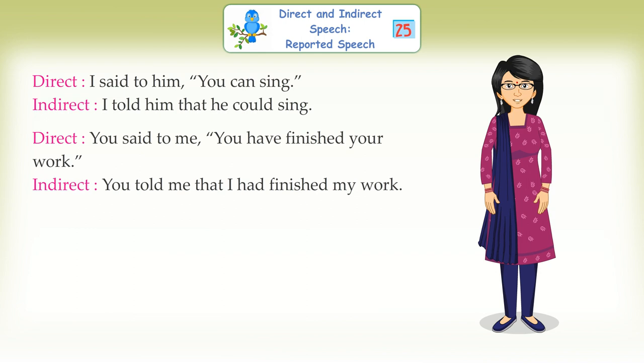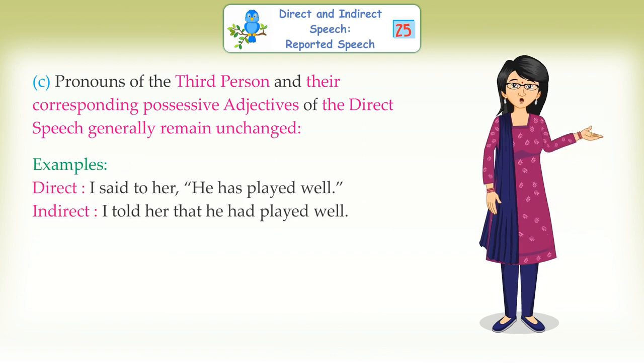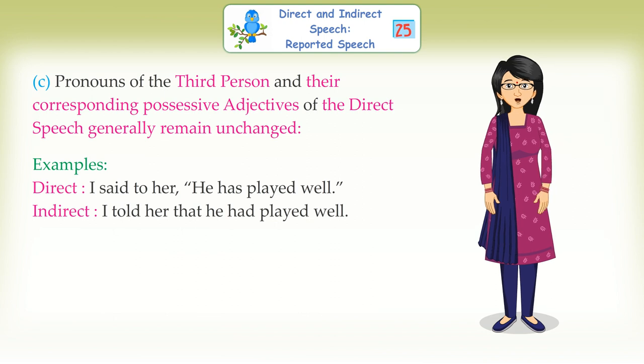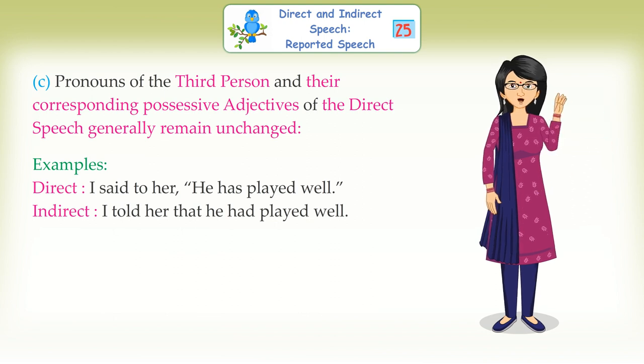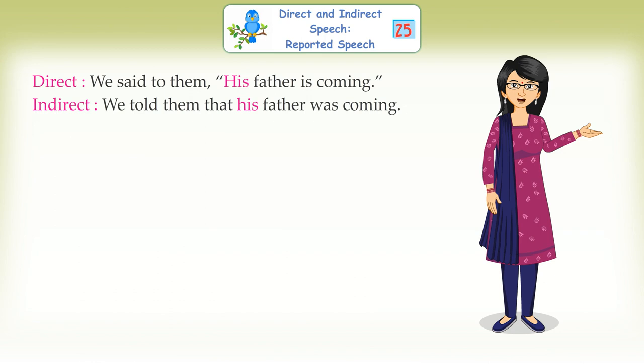Indirect. You told me that I had finished my work. Pronouns of the third person and their corresponding possessive adjectives of the direct speech generally remain unchanged. Examples. Direct. I said to her, "He has played well." Indirect. I told her that he had played well.